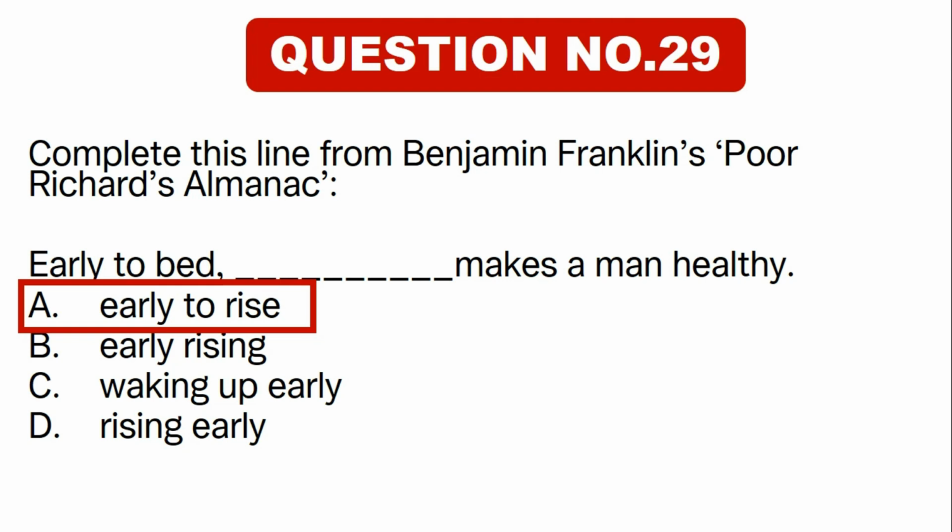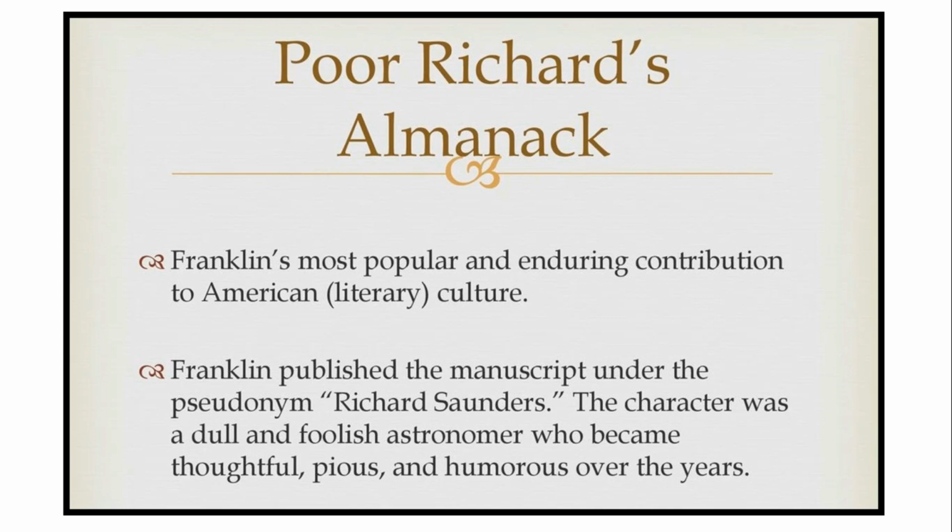Benjamin Franklin was one of the founding fathers of the United States. He was a printer, publisher, author, inventor, scientist, and diplomat. Poor Richard's Almanac was Franklin's most popular and enduring contribution to American literary culture. Franklin published the manuscript under the pseudonym Richard Saunders. The character was a dull and foolish astronomer who became thoughtful, pious, and humorous over the years.